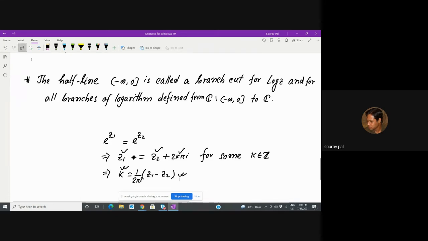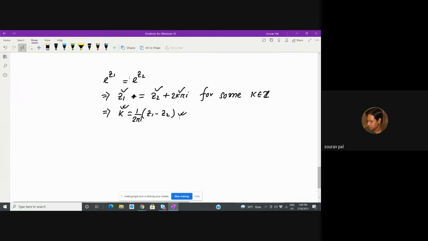Now the point is, if you change this point, z1 and z2, if you say e to the w1 and e to the w2, then what can you say about w1? It is equal to w2 plus 2m pi I for some m, right? Now, what do you expect? You expect this m and this k, they are same? No. No, they are not same. Yeah, they are different.